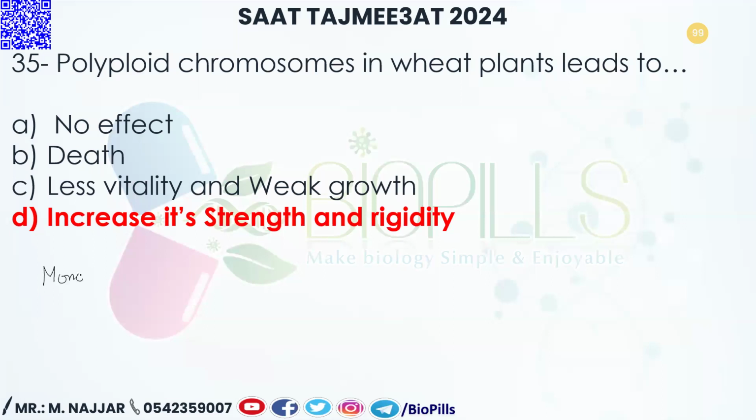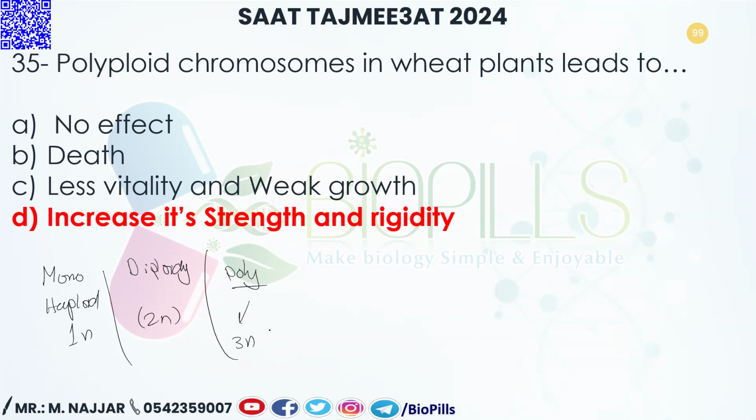Okay, mono, such like the haploid, which is 1N. We have diploid, such like 2N. We have poly. The polyploidy could be, okay, 3N, could be 4N, 5, okay, 6, 8, and more. Yeah. So the polyploid chromosome in the wheat, our wheat plant that we are eating is 6N. Some of them are 6N.